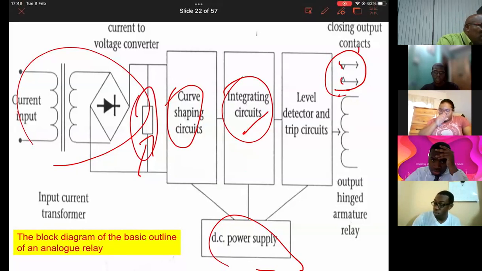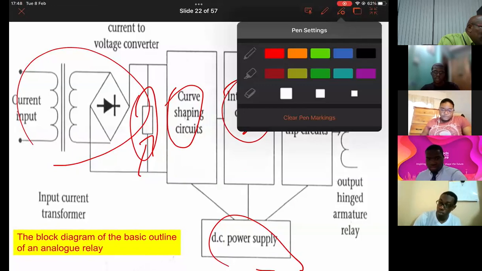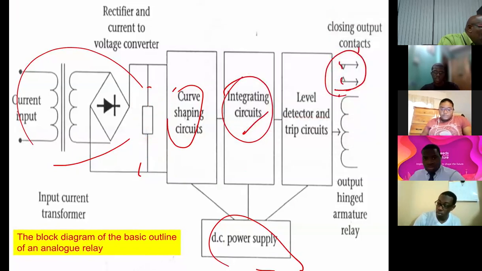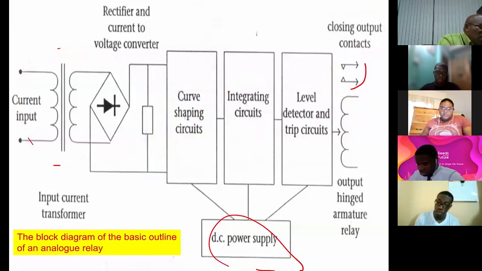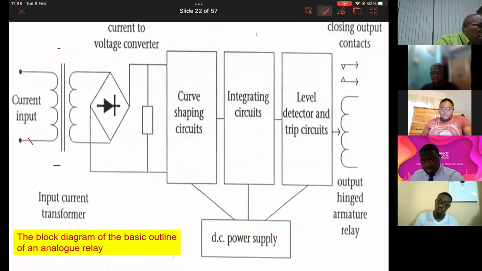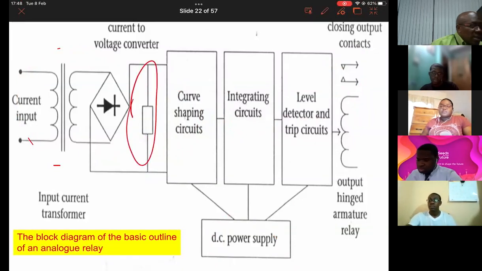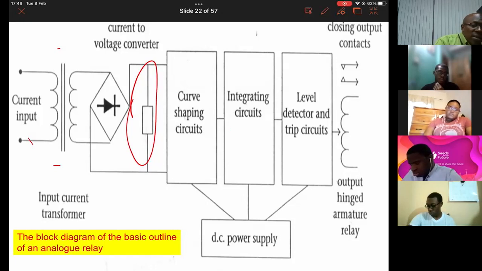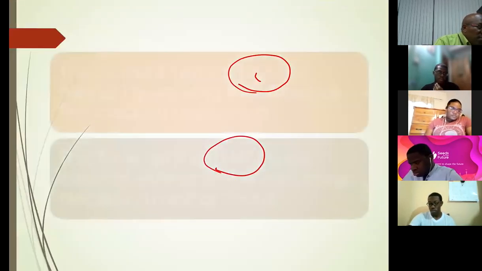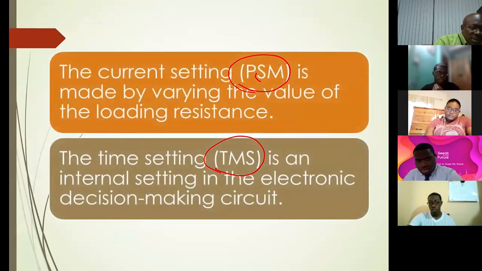So your plug setting will be based on that. That's what we would adjust for your analog. And then for your time setting, it's internal in terms of the decision-making circuit.